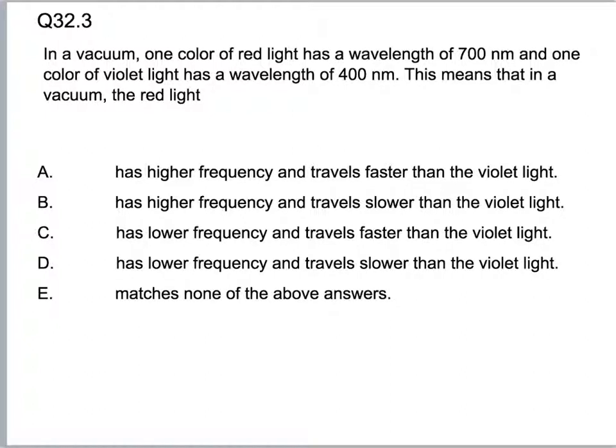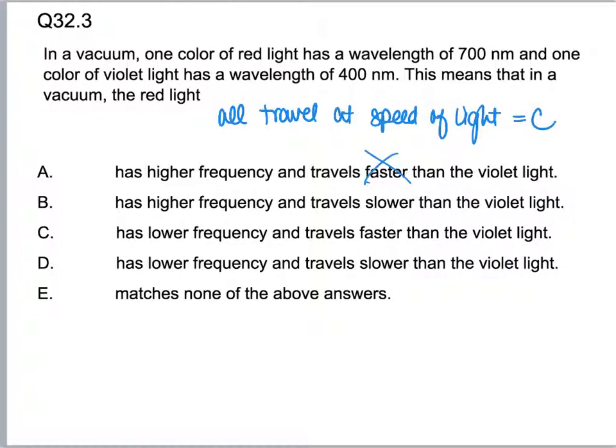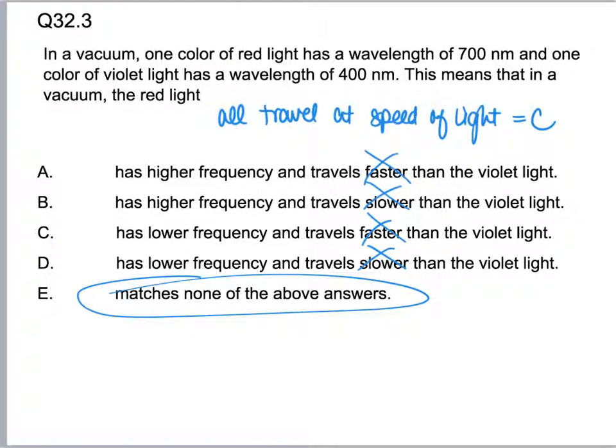And this is where one of the things that I always tell you doesn't work this time, because these all travel at the speed of light, which is equal to c. So none of these are correct, because they're all saying that some of these are traveling faster or slower than the others. So our answer is actually none of the above.